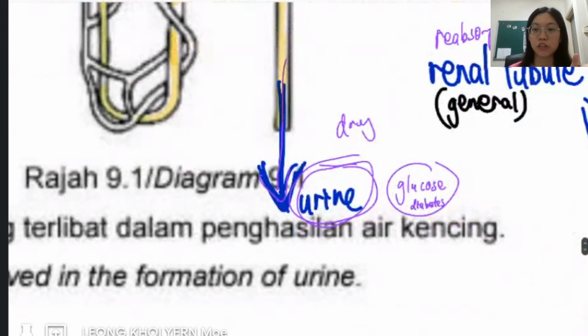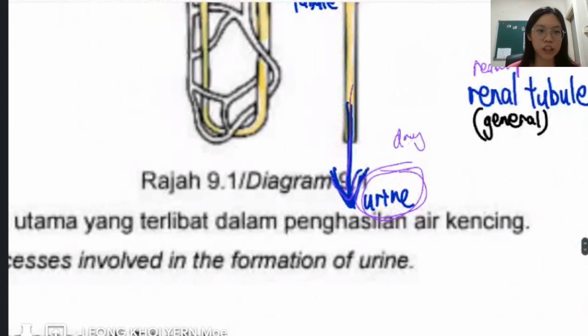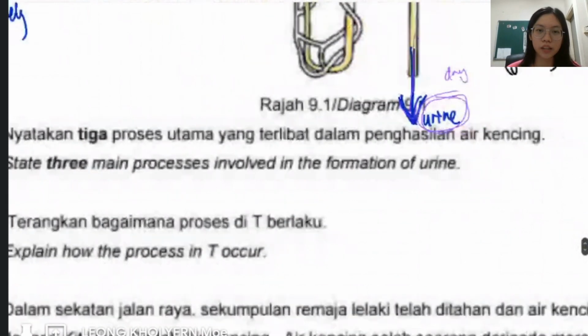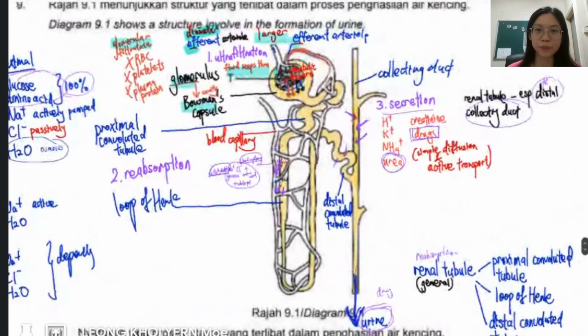But this is the situation in a diabetic patient. In the normal case, the glucose will be fully reabsorbed, so your urine won't contain glucose. Only in a diabetic patient will there be glucose present in the urine. That's a KBAT question they sometimes will ask. So now I hope you can understand this.